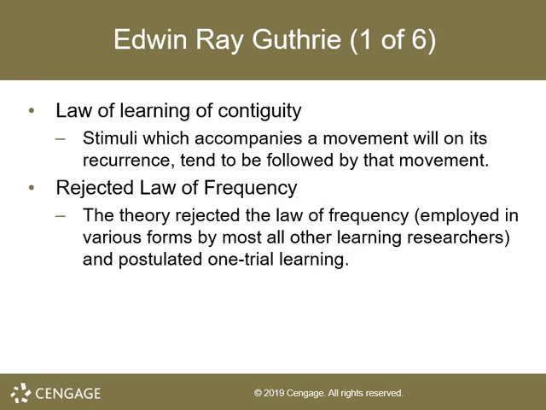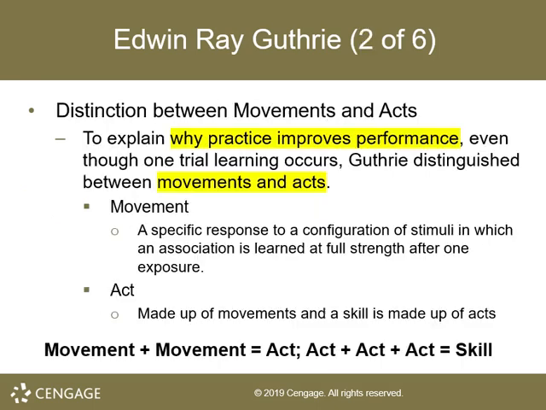The idea was that things had to be done to us frequently before we could learn them. What he proposed was this new idea that we can sometimes learn something on one occurrence, hence one-trial learning. Now, the distinction between movements and acts. To explain why practice improves performance, we practice doing something and tend to get better at it. So, to explain why practice improves performance even though one-trial learning occurs, Guthrie distinguished between movements and acts.